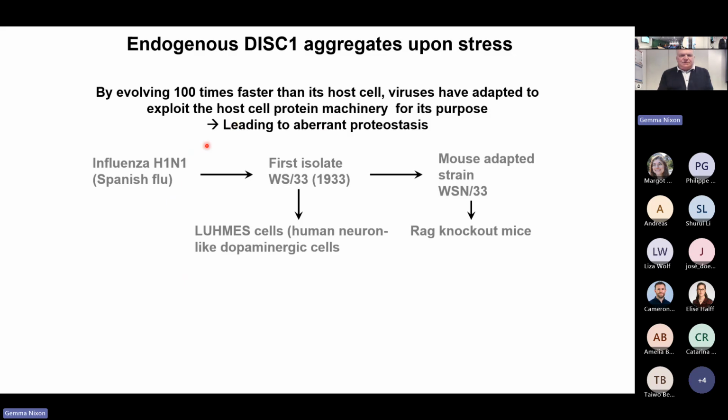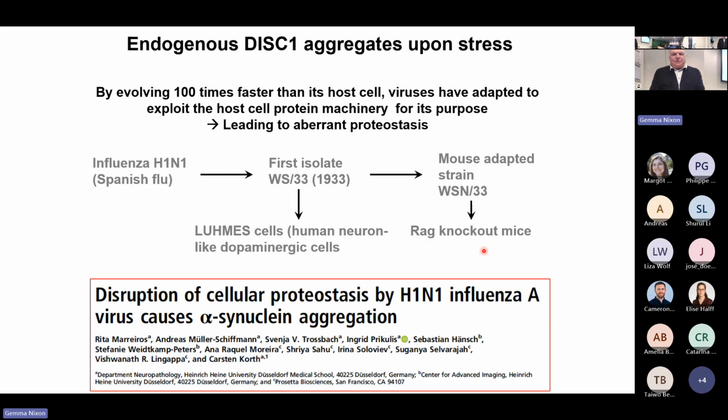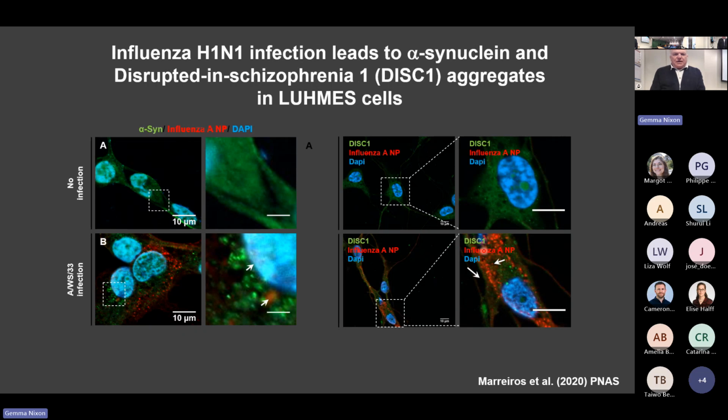What we have done in this experiment that I'm going to show you is we have taken the influenza H1N1 strain, which was adapted to mice, and the original strain, and we infected both human primary-like cells and Rag knockout mice. Why Rag knockout? Because the Rag knockout has no functioning adaptive immune response, allowing the influenza viruses to enter the brain more easily. We published this 5 years ago.